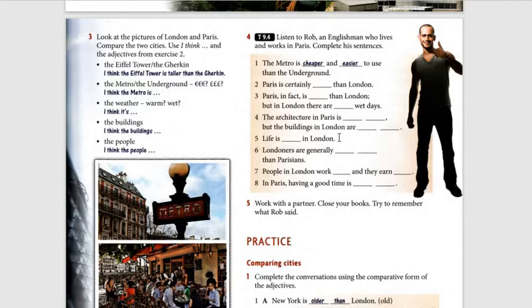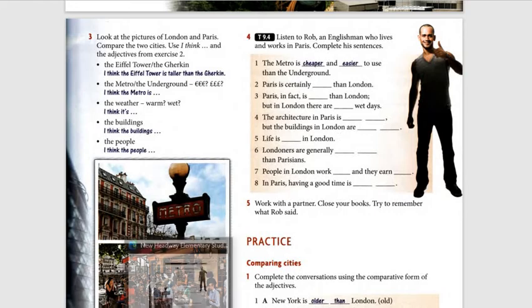The second part of today's lecture starts with activity number 4, tape script 9.4, listening to Rob, an English person who lives and works in Paris. We have to complete these sentences with the comparative adjectives. Let's listen to this tape script, and we'll discuss, working with a partner, how to make these sentences. So let's start, please, and listen.